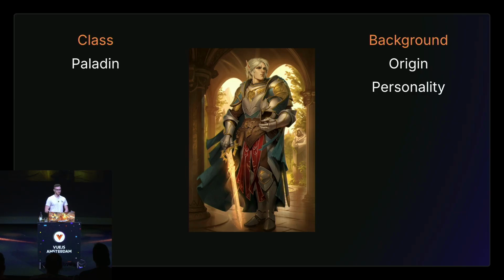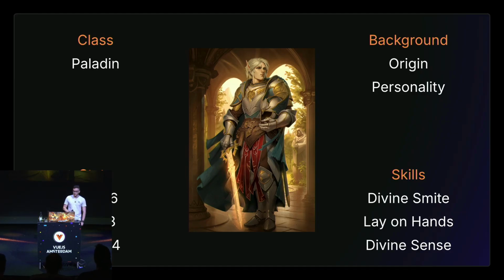and he has a background, origin, personality. Maybe during the adventure, he lost a brother in a battle, and he's trying to find him throughout the adventure. He has some stats, such as strength, dexterity, or constitution. And finally, he has some skills, such as the overpowered divine smite. Whoever played Baldur's Gate or D&D knows what I'm talking about. Supportive lay on hands, or occasional divine sense.